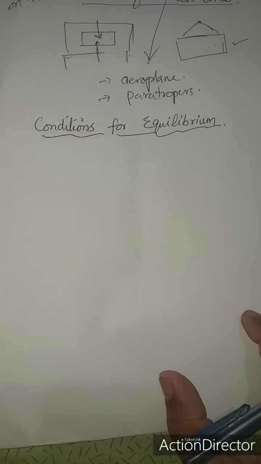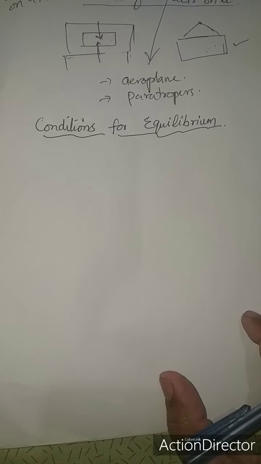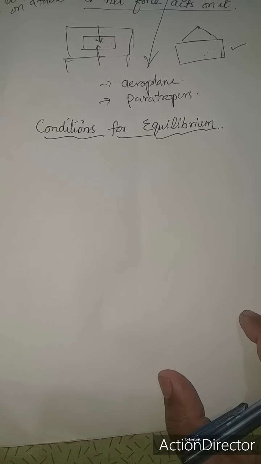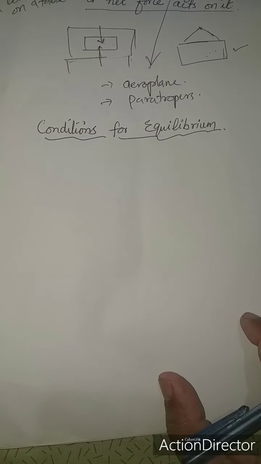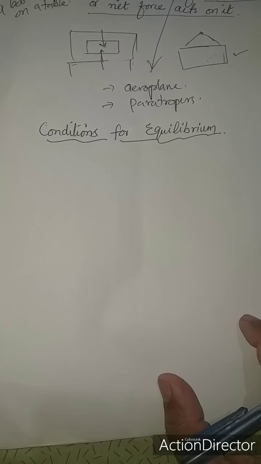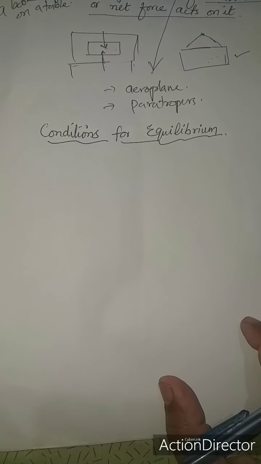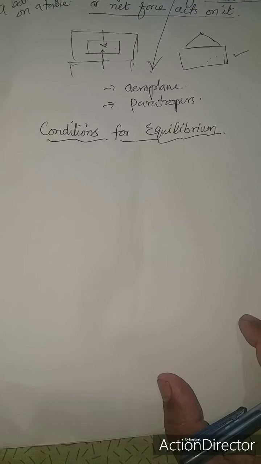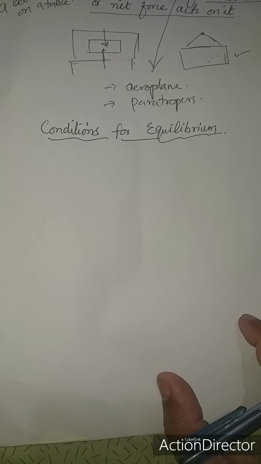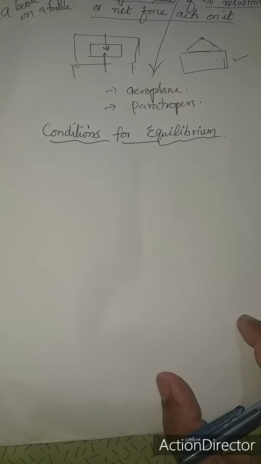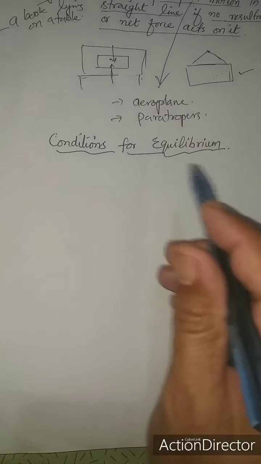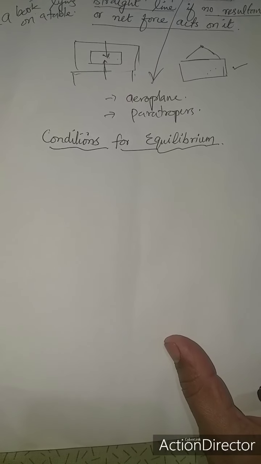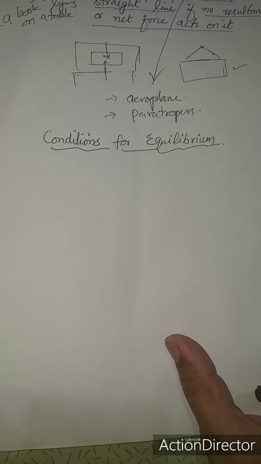We discussed the example of a picture hanging on the wall. We discussed uniform motion examples like an aeroplane and a paratrooper falling down from the sky. We have seen that in all these examples, the objects are at equilibrium, but they have to go through different conditions.